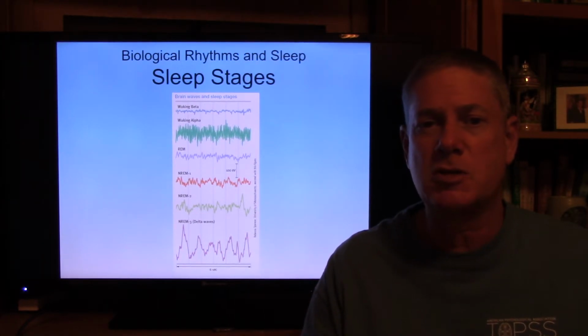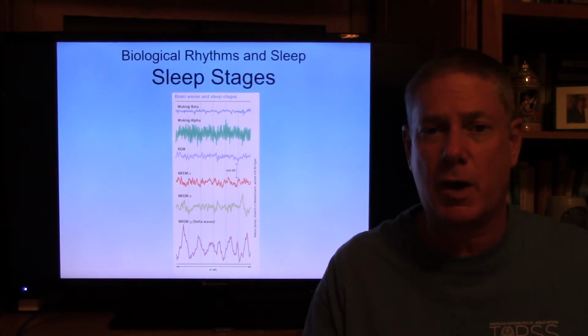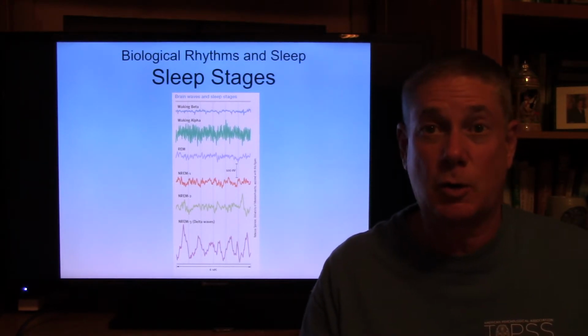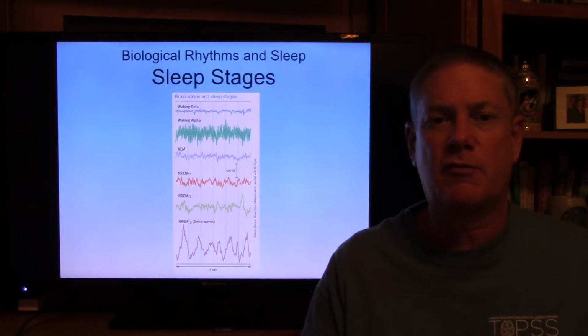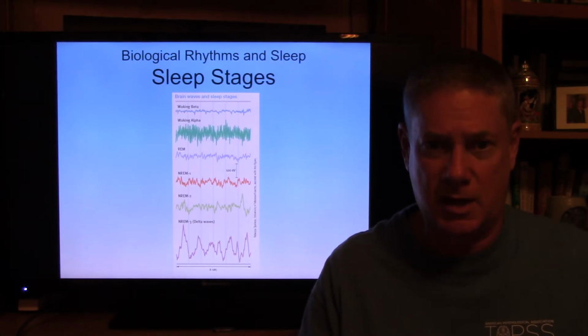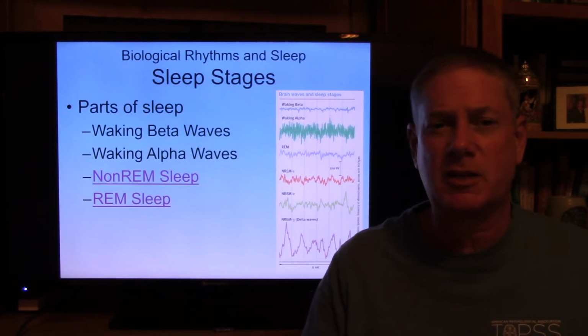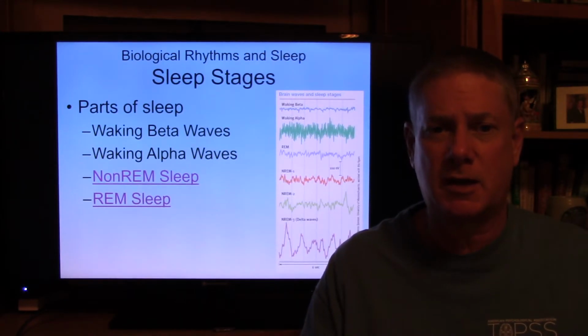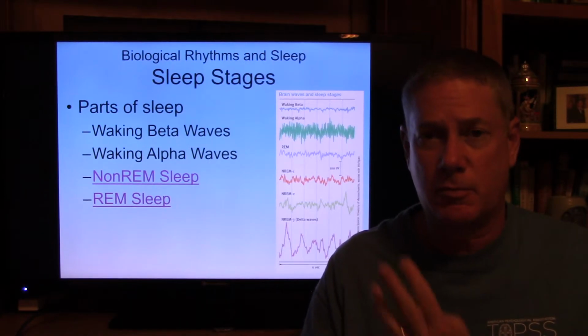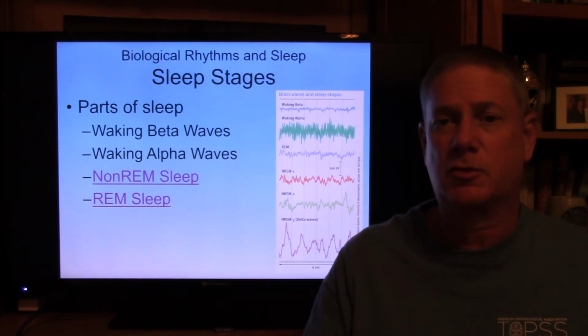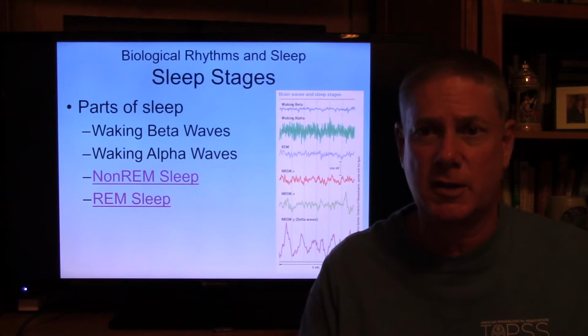So what we need to remember is that beta and alpha are different degrees of being awake. REM sleep is its own state, and then we have 3 non-REM stages in the state of non-REM sleep. Somewhat confusing, but let's make sure we've got it again. Waking beta and alpha, non-REM sleep, 3 stages, and REM sleep, just REM. That's what it's known as.